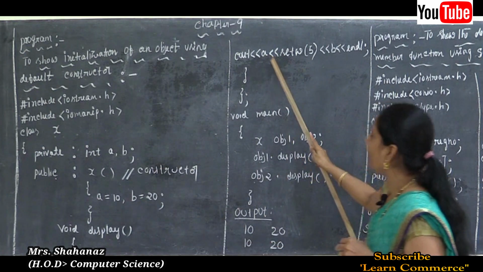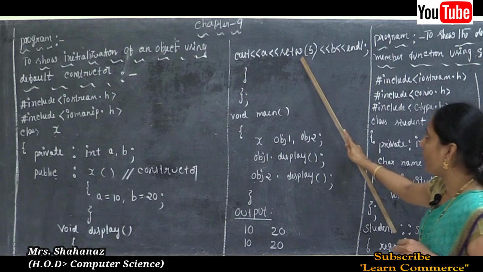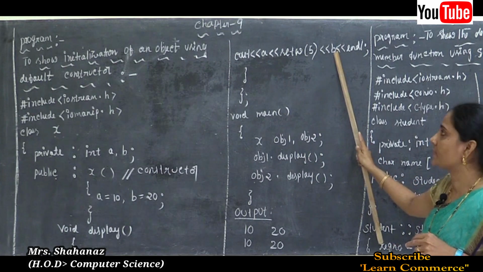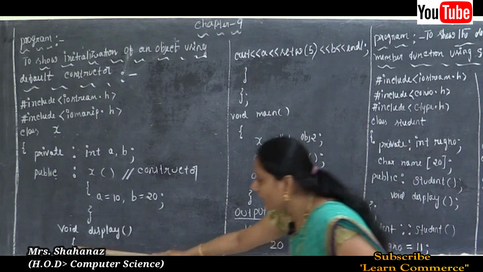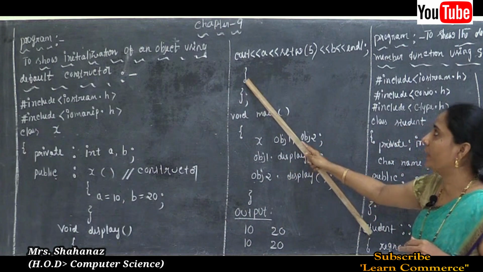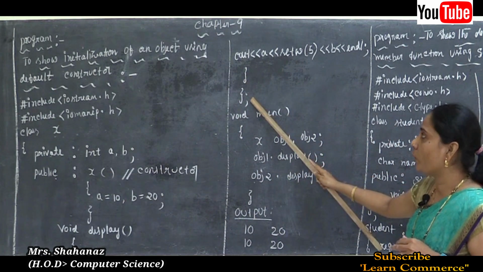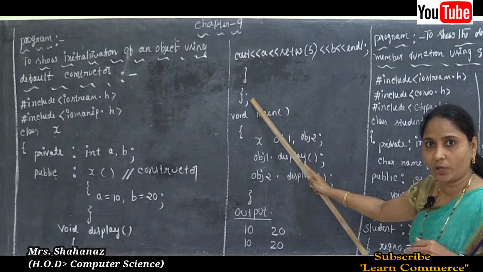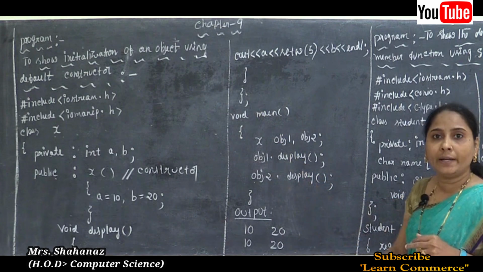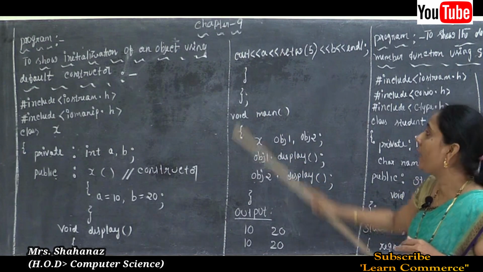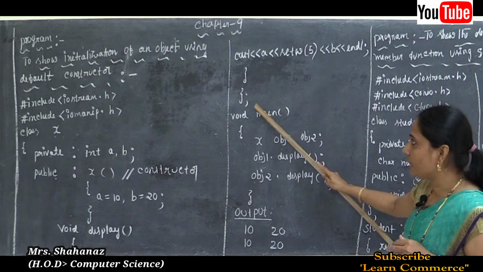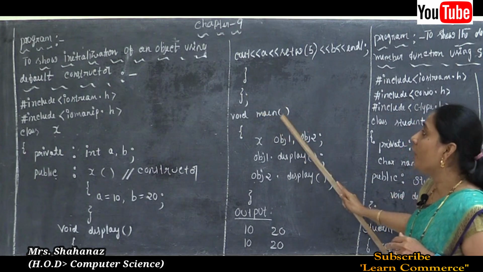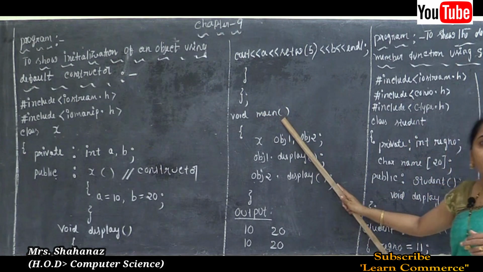So it is going to display 10, then a space, and after that it is going to display 20, and we open the curly bracket. Such curly bracket is going to close, then one more curly bracket with a semicolon. This is called the end of the class definition.